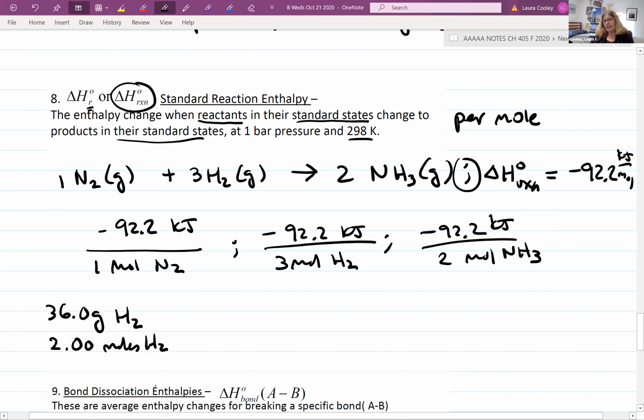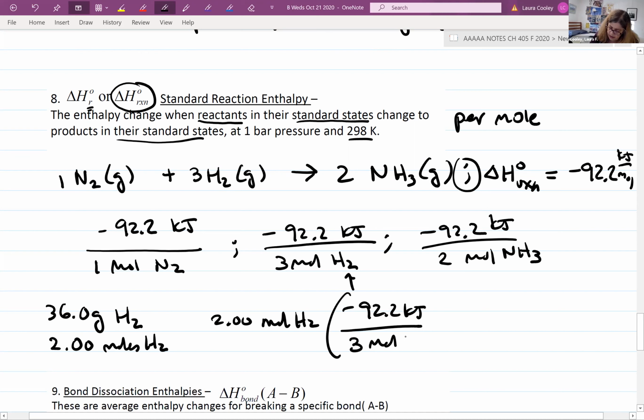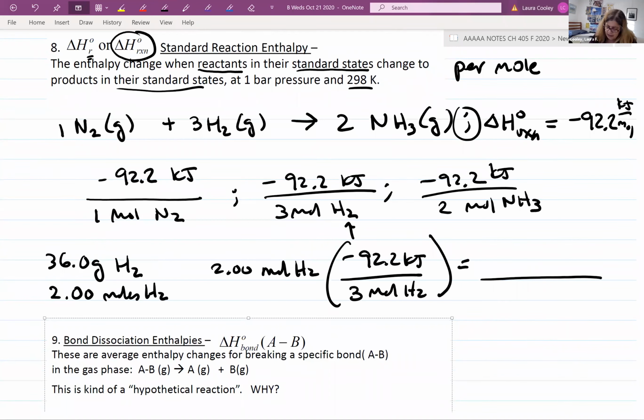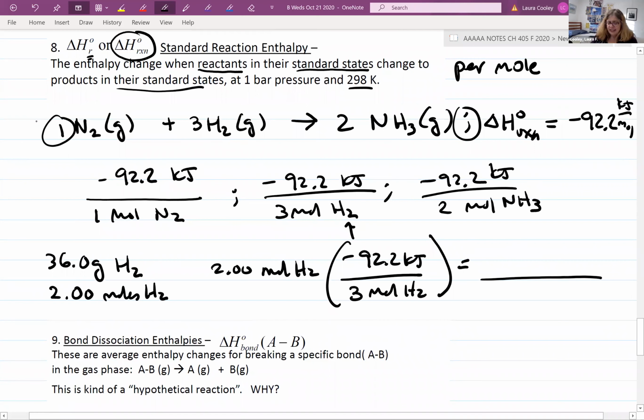And I want to know, well, what is the delta H? I would have to take 2 moles of H2 and use this one. And that will tell me how much heat was released. So this is really something we also teach in general chemistry, but you have to recall this. So it's per mole of anything with a 1 here, and it's per whatever number this is, per 3 moles of H2, per 2 moles of NH3, etc.